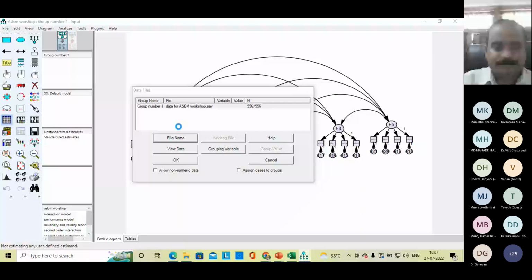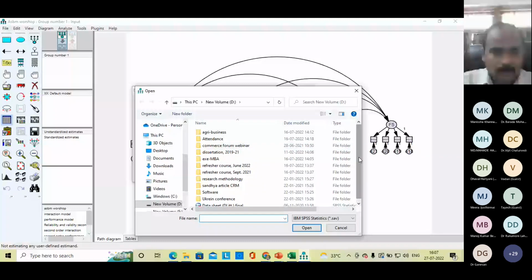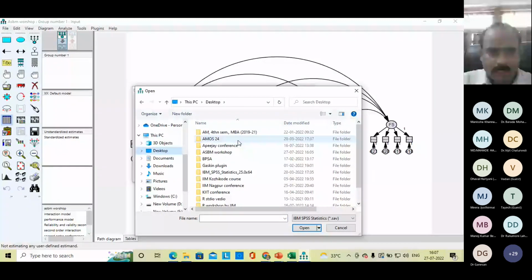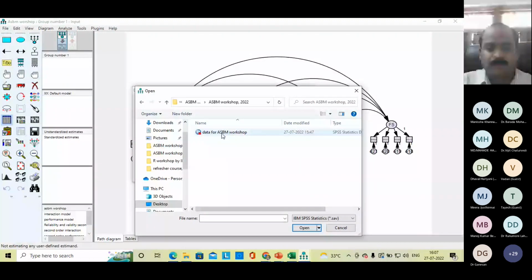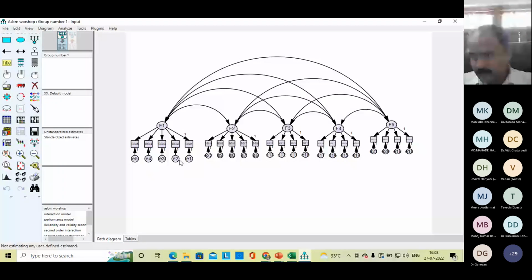Already my data file has been incorporated, that's why it is showing. Locate your data file. I have put it on the desktop, then the ASBM workshop folder, then the data file for the ASBM workshop. So open, then OK. Have you done this, madam? Yes, sir, I did that.